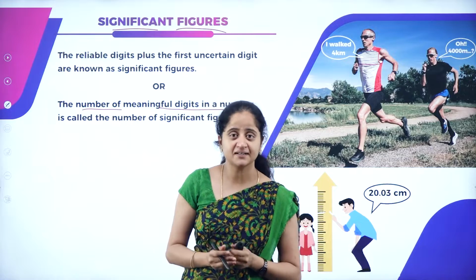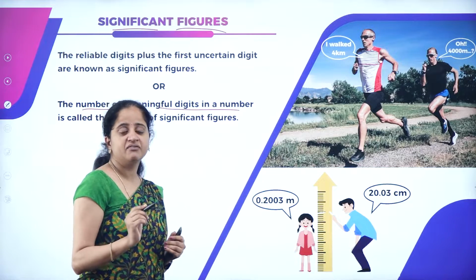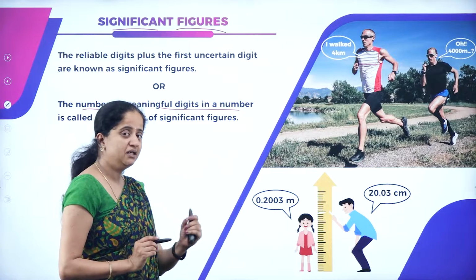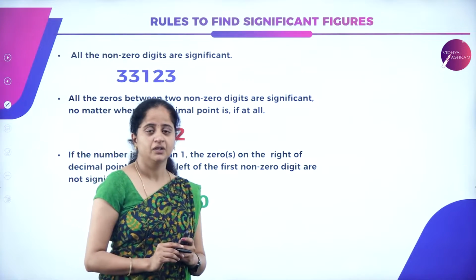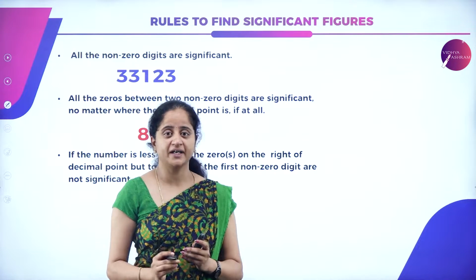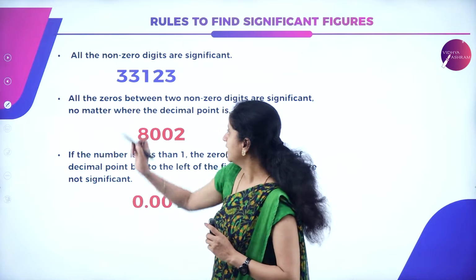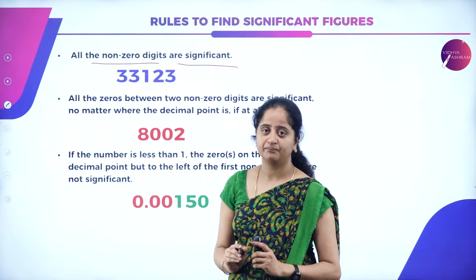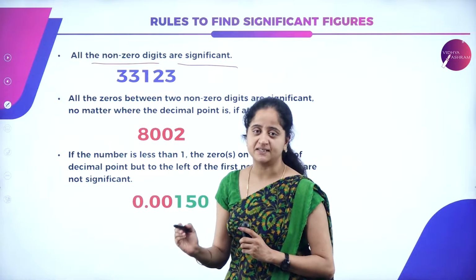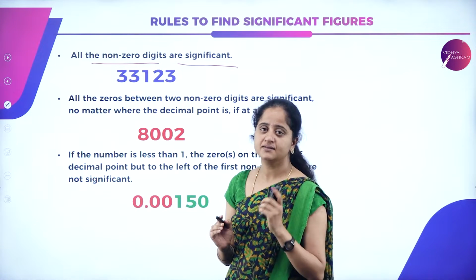Yes, let us understand this by studying a few examples. Significant figures are nothing but the meaningful digits that are present in a given number. Now, what are the rules to find the number of significant figures? The first rule is all the non-zero digits are significant. All the non-zero digits, which means the numbers apart from 0, are significant.